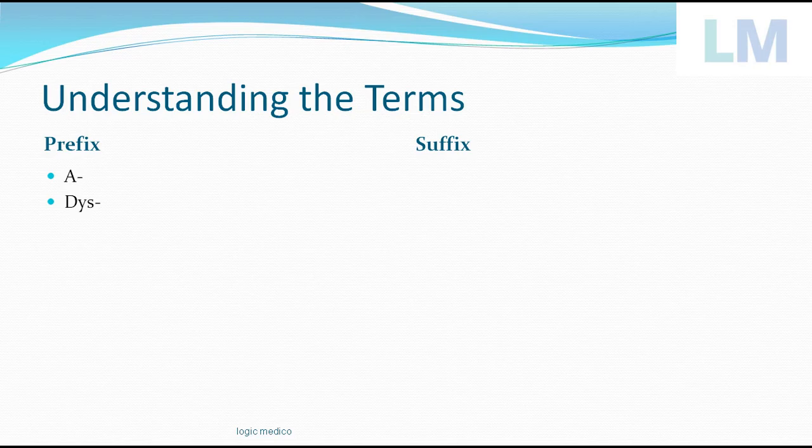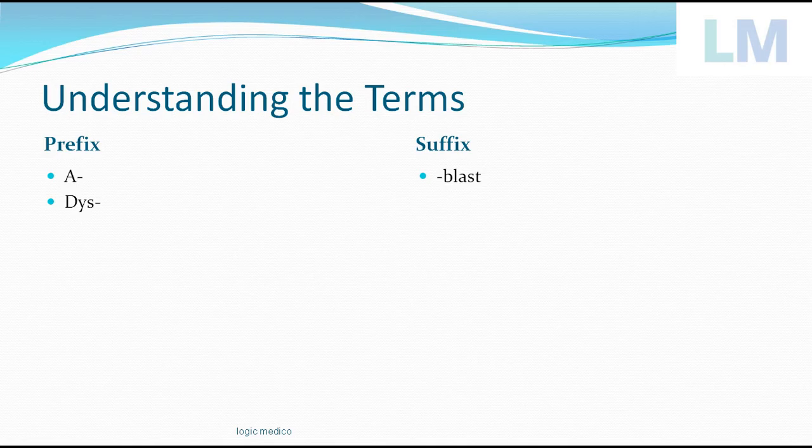So what is this? Dis. Dis means difficulty. So dysphagia: phagia refers to swallowing, dis means difficulty, so difficulty in swallowing. Phasia refers to speech. Dysphasia means difficulty in speech. Phagia, P-H-A-G-I-A, means swallowing. Phasia, P-H-A-S-I-A, means speech. Okay, so those are the suffixes.